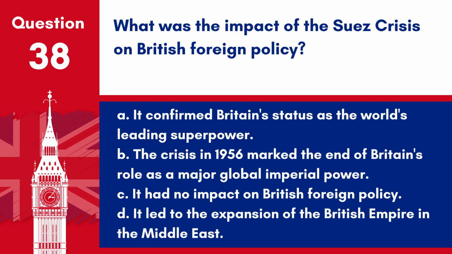Question 38. What was the impact of the Suez Crisis on British foreign policy? A. It confirmed Britain's status as the world's leading superpower. B. The crisis in 1956 marked the end of Britain's role as a major global imperial power. C. It had no impact on British foreign policy. D. It led to the expansion of the British Empire in the Middle East.